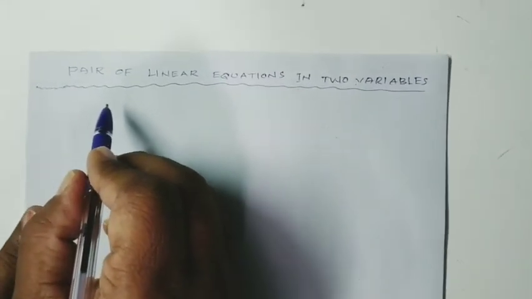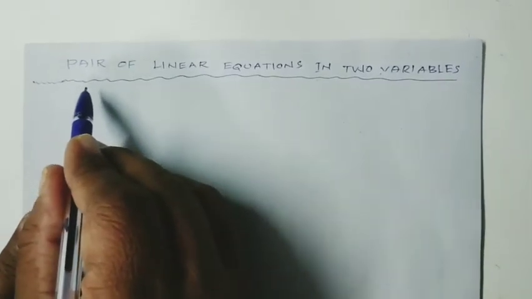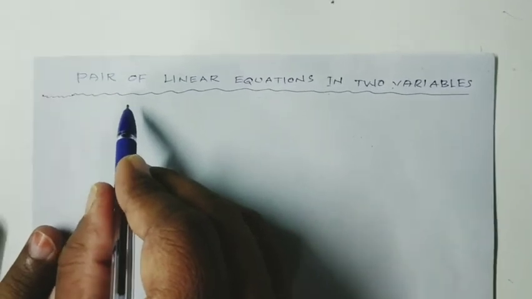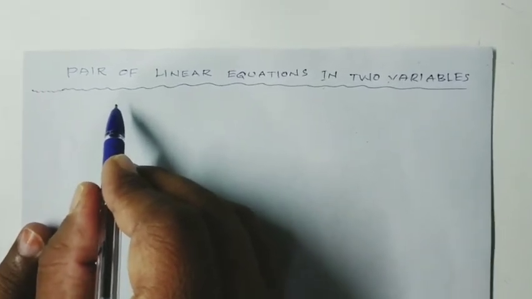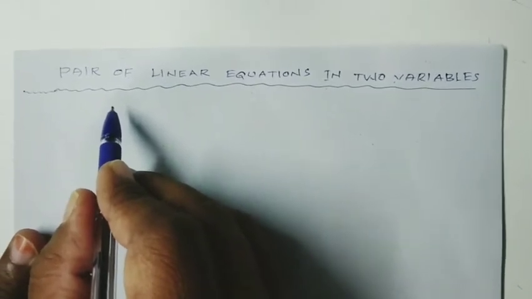Pair of linear equations in two variables. This chapter is there in the Telangana State Board and also the CBSE syllabus. Pair of linear equations in two variables.